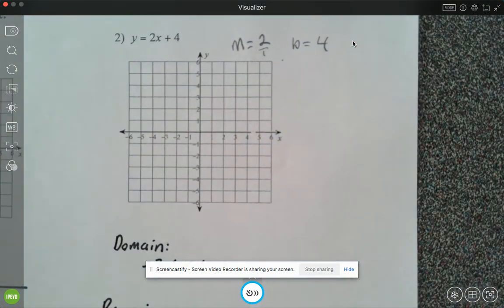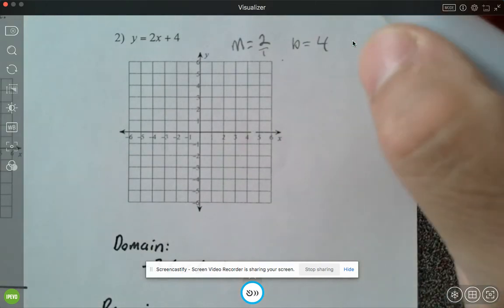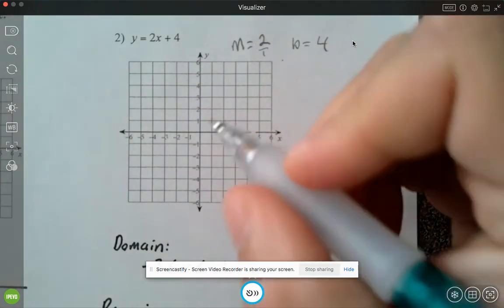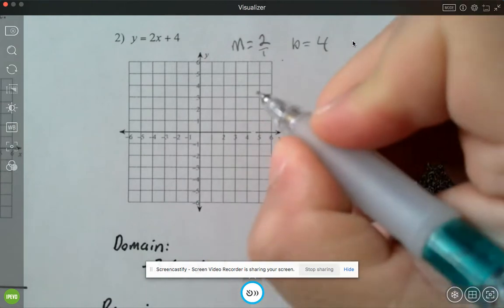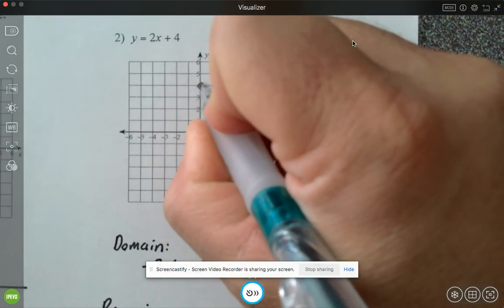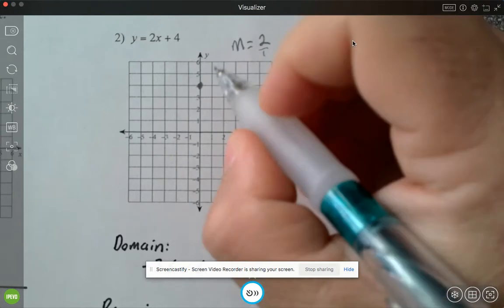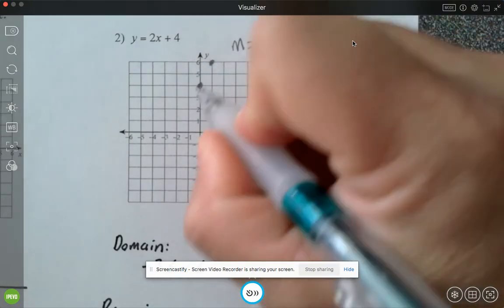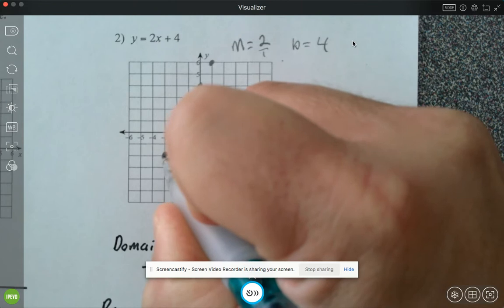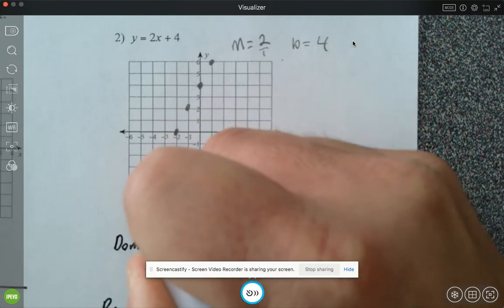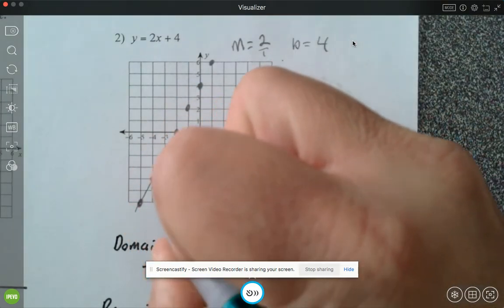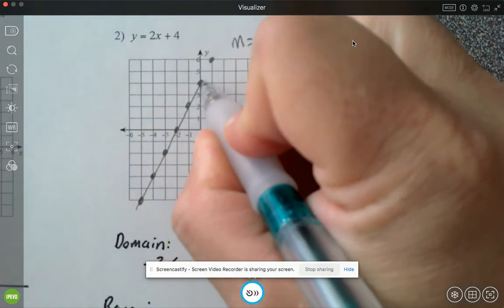So don't even worry about the domain and the range yet. Just actually graph it with a pencil, and then you can use your eraser to erase the part that's not supposed to be part of the graph anymore. So put a dot here at 4, and then I'll use my slope: up 2 over 1, down 2 left 1. As many pretty points as I can on this graph. I'm just going to erase most of them. So I'll lightly go over this with a straight line.